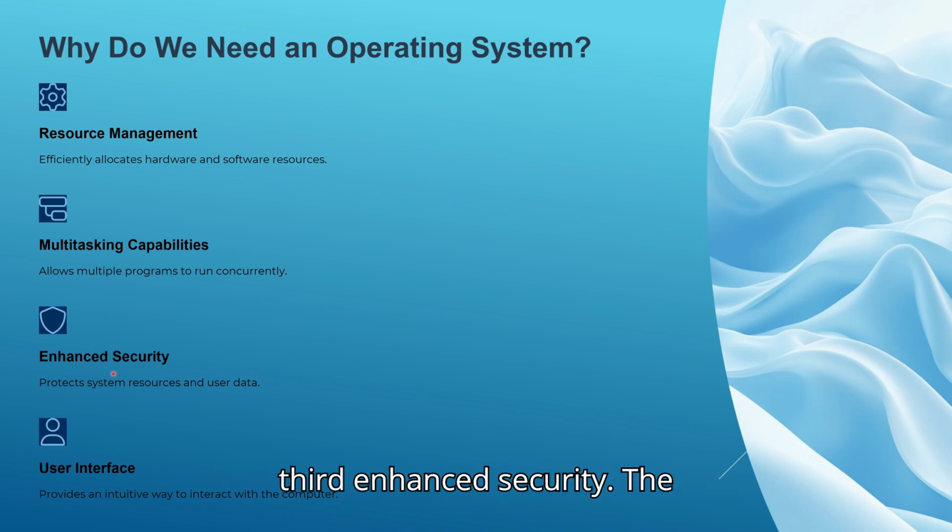Third, enhanced security. The OS protects sensitive data and system files from unauthorized access. Then, last but not least, user interface. Finally, it provides the graphical or command line interface that allows us to interact with the machine easily. So, in short, the OS is what turns the hardware into a usable and secure system.